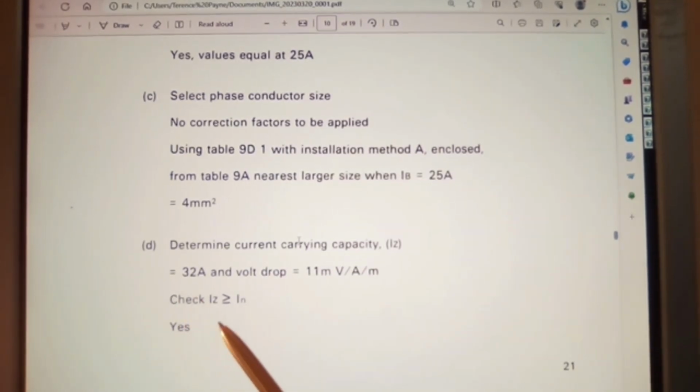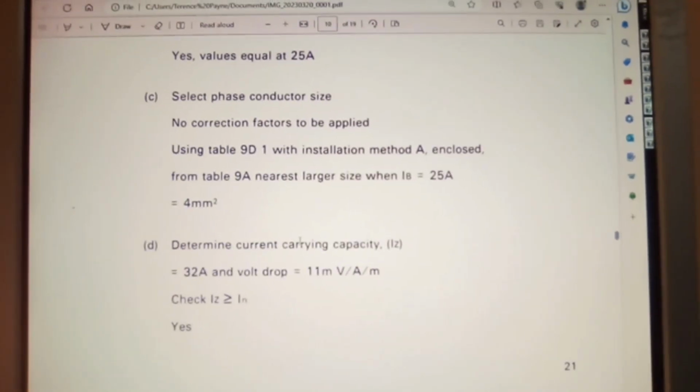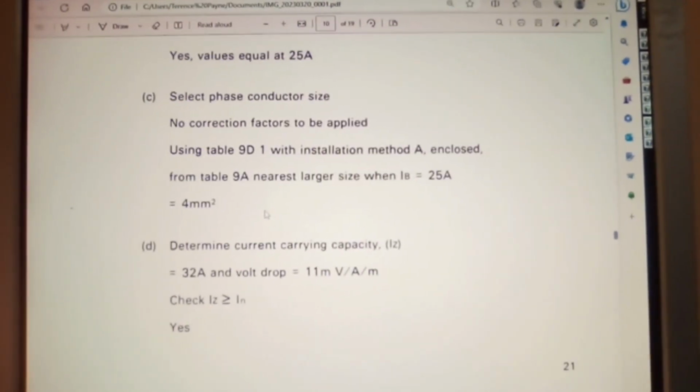Check IZ. Okay. It's greater than IN, and it is, yes. Now again, write these out for yourselves. Do not just try to read it from the screen.